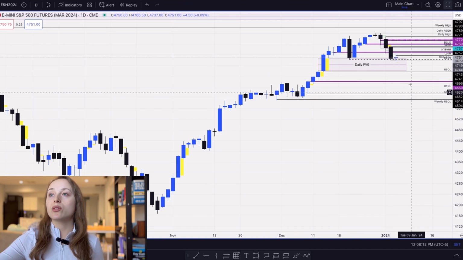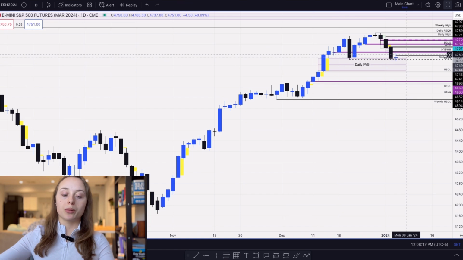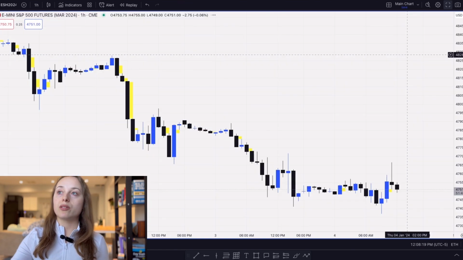Overall, I would like to see shorts, but today I was looking for that short-term buy-side liquidity to be taken. Drop down to the 1 hour.